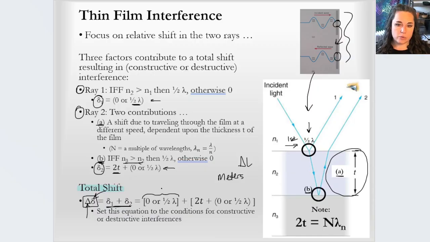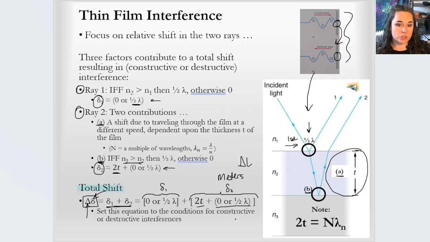This is for ray 1, delta 1. You're going to do that check at that first interface. What are those two indices of refraction? What is their relative magnitude to one another? And then we're going to do the phase shift for the second wave, delta 2. There is a reflection at the bottom and it goes through that thickness. So that's the total delta-delta for the two waves.